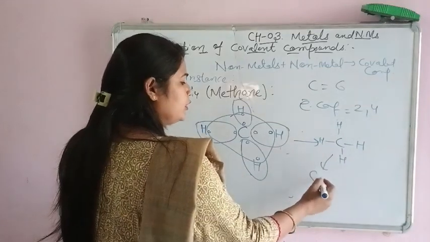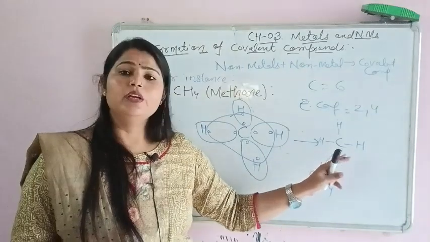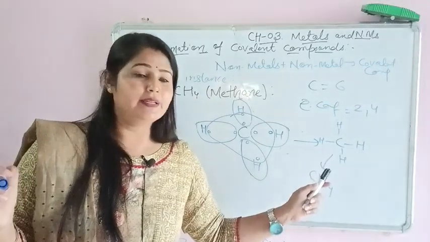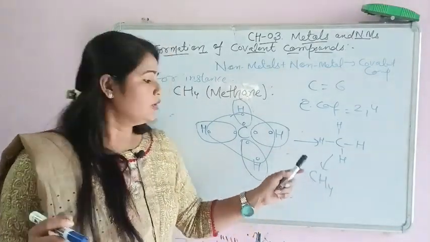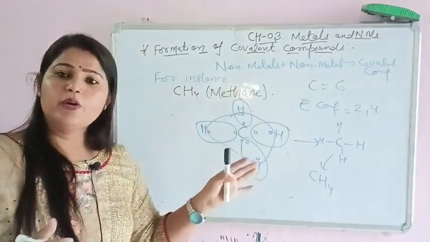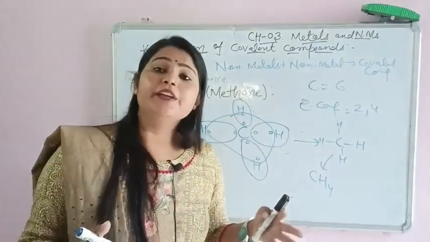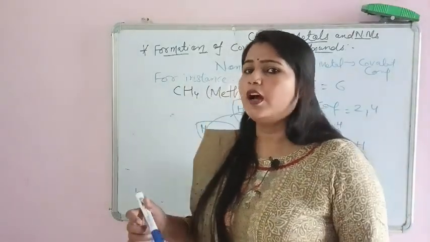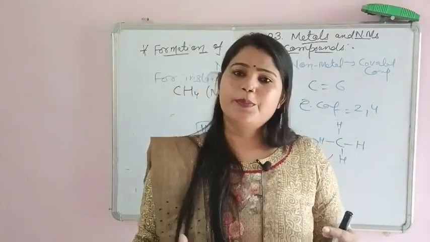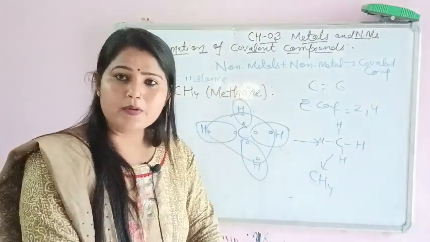Same. So CH4. Here there are 1, 2, 3, 4 covalent bonds present in the CH4 molecule. So this is the formation of the covalent compound CH4. Okay, so the question is how many covalent bonds are present in CH4? There are 1, 2, 3, 4. 4 covalent bonds are present in CH4. So this is the formation of covalent compounds.